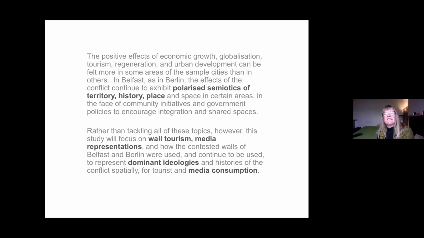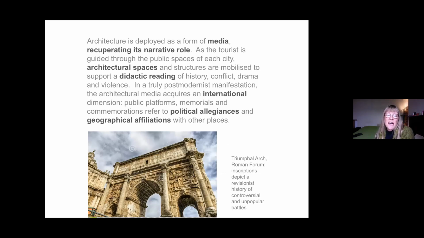Anyway, so this polarized semiotics of territory, history, and place is very much on the Catholic side. The affiliations are geographical, and they are to do with postmodern geographies, if you like. And it's all about media, dominant ideologies, media consumption, and how this media imagery is being presented to tourists. And I compare it a little bit to this idea of the Roman Forum, where not such successful battles are being described within the architecture.